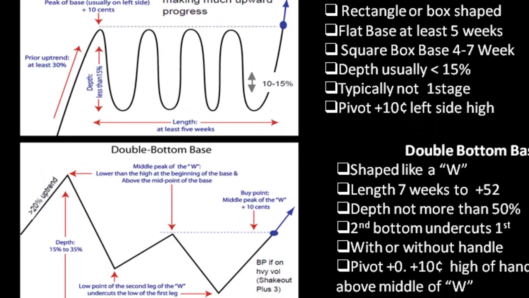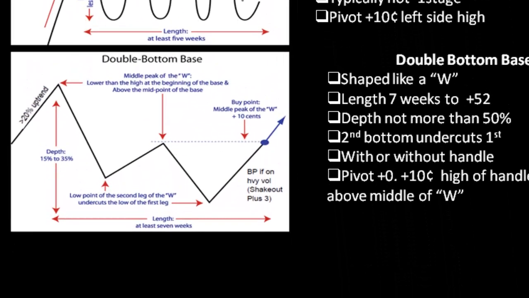Another popular base we use is the double bottom base. It's shaped like a W. Its length is 7 to 52 weeks. The depth is usually not more than 50%. The important part of this is for the second leg of the W to undercut the first. If it doesn't, it's a faulty base, and the probability that it'll be successful is decreased.